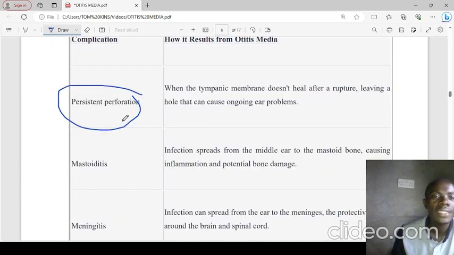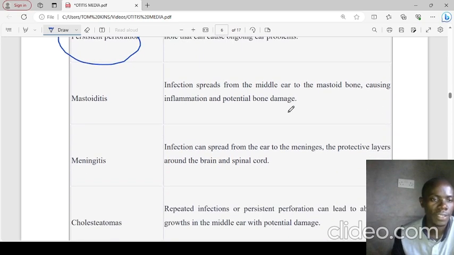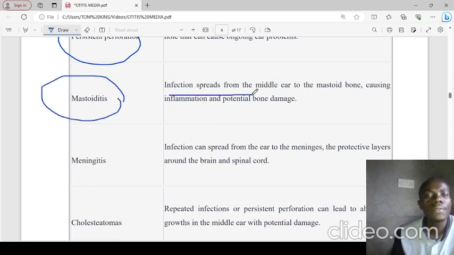Number two, we have persistent perforation. It's important to know that when the tympanic membrane doesn't heal after rupture, it normally leaves a hole that can cause ongoing ear problems. We have mastoiditis. So infection spreads from the middle ear to the mastoid bone, causing inflammation and potential damage. Okay, so we have tenderness on the mastoid bone. Someone will be diagnosed with mastoiditis on tenderness on palpation.